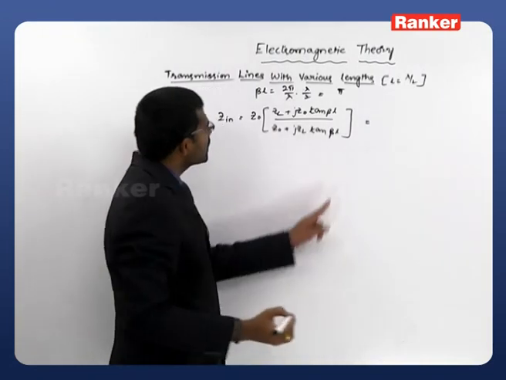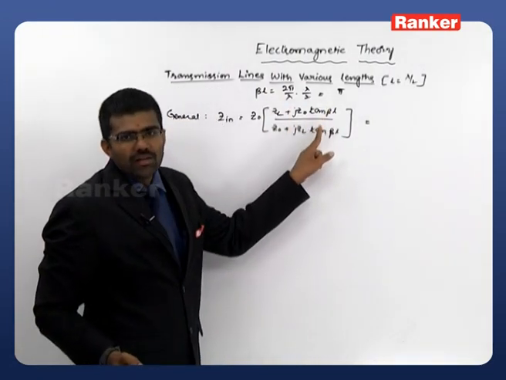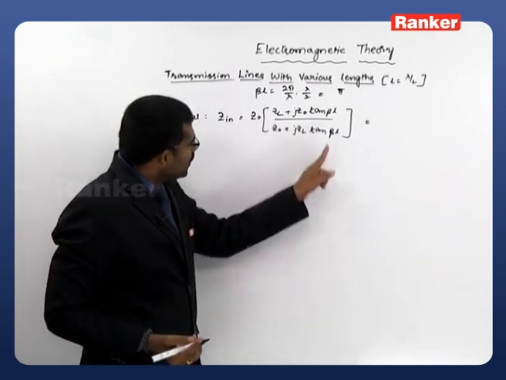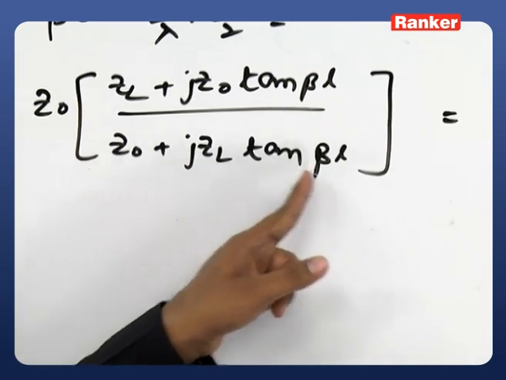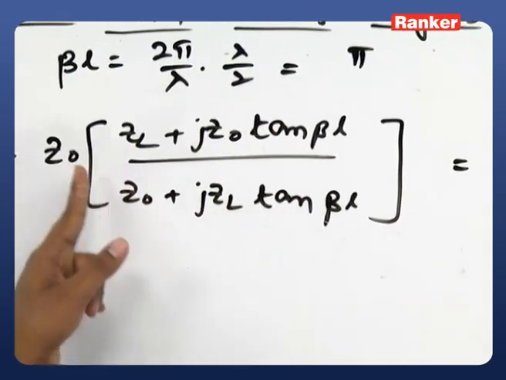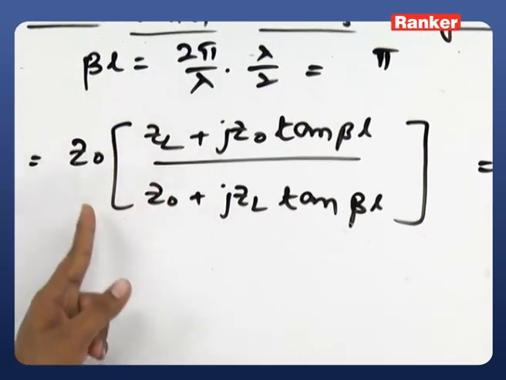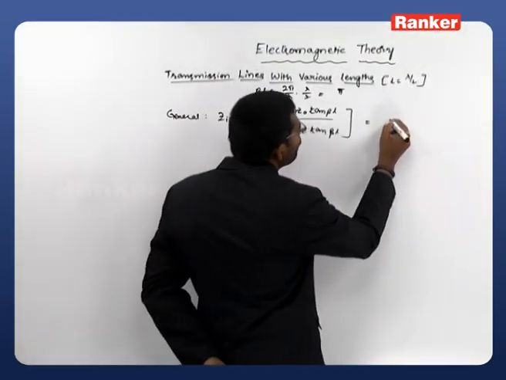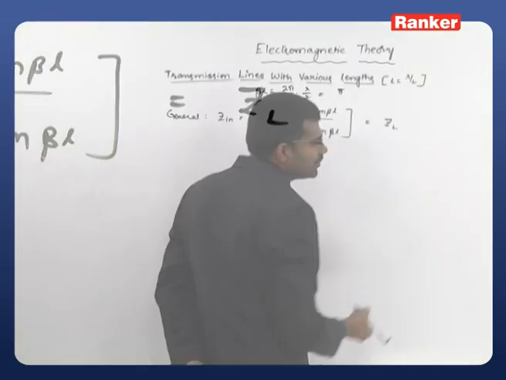Now what I have to do is just substitute beta L equals pi. If you substitute beta L equals pi, what you will get is 0. Here also beta L equals pi, tan beta L is 0. So these two terms will vanish, then you will get Z0 into ZL by Z0, Z0 will be cancelled. So Zin is equal to ZL.